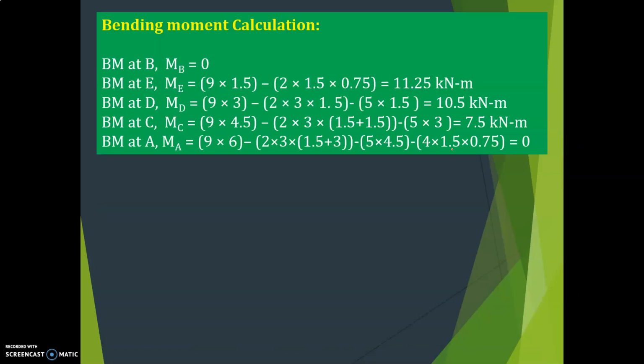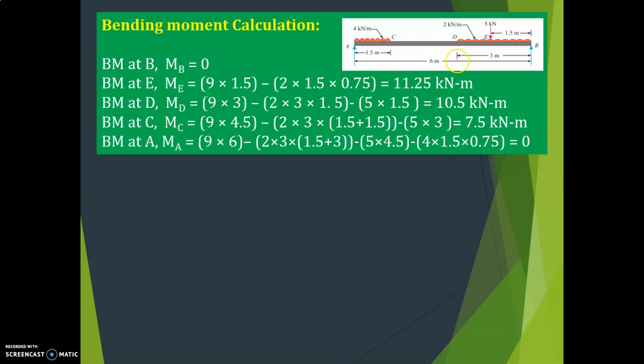How to calculate bending moment? Let us consider this beam. Bending moment at B, obviously it has to be 0. We know bending moment is always 0 at the supports. So bending moment at B is 0.